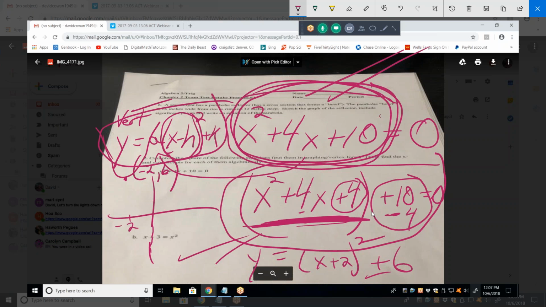Can you see what I'm writing over there? Yeah. I'll use a different color. That's what our parabola is going to look like.